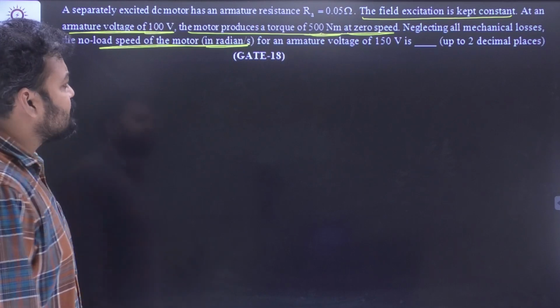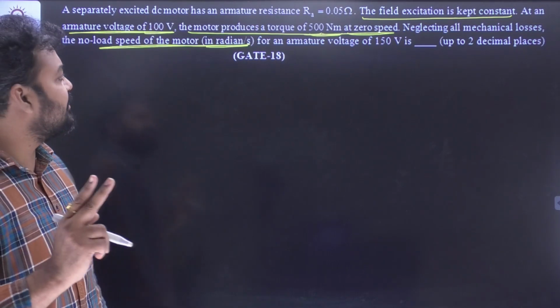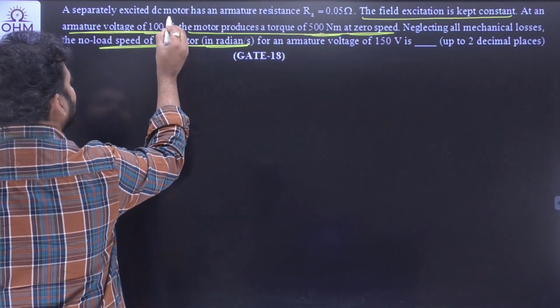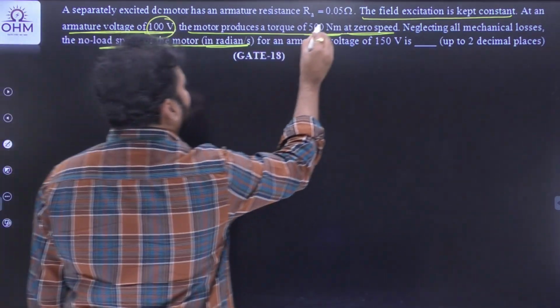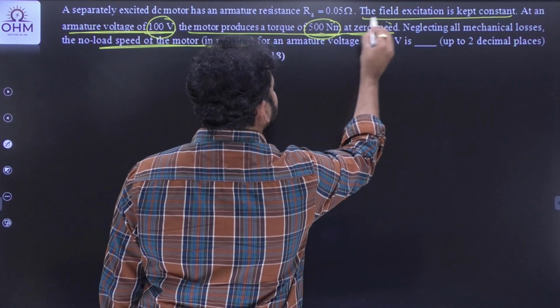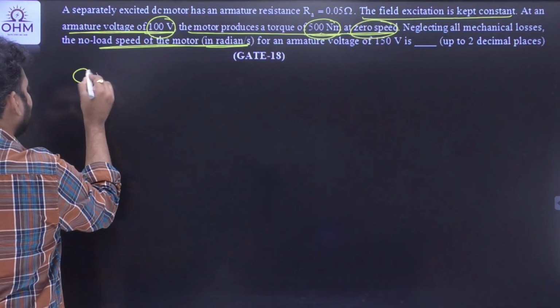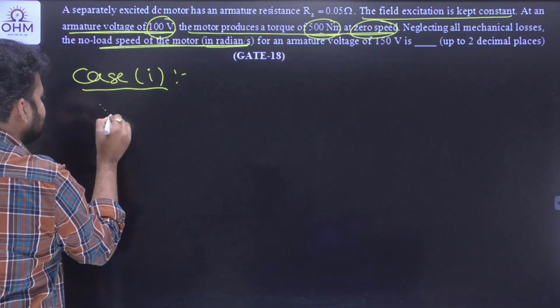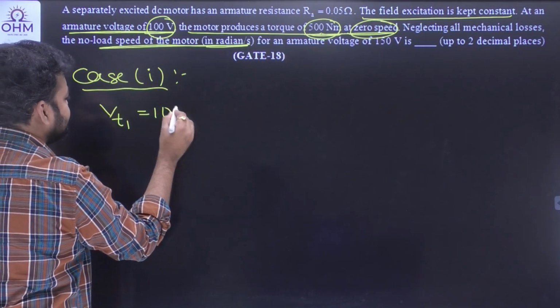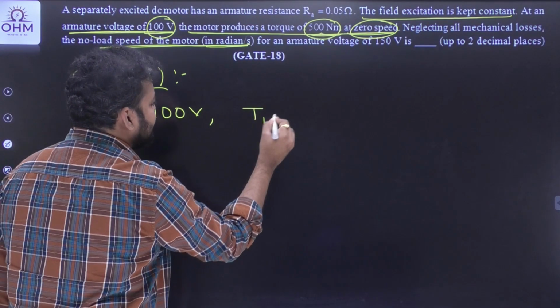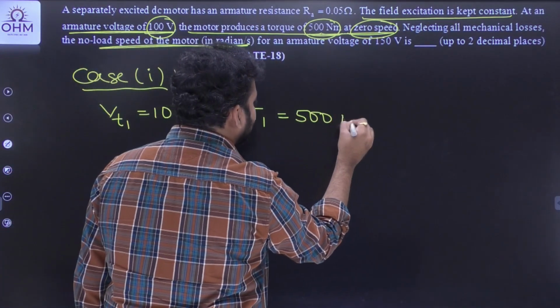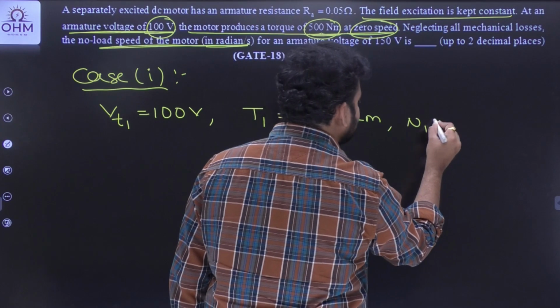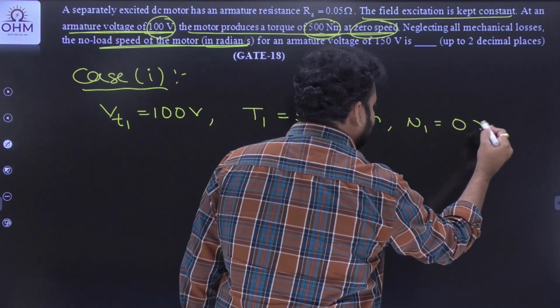So here two important conditions are there. First case, machine is supplied from 100 volt. Torque is 500 Newton meter at 0 speed. So let me note down case number 1 details. In the first case, machine is supplied from 100 volt. Torque is equal to 500 Newton meter at how much speed, guys? 0 speed.